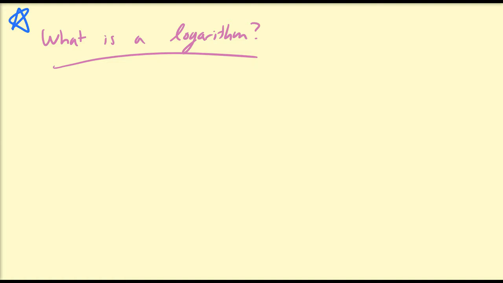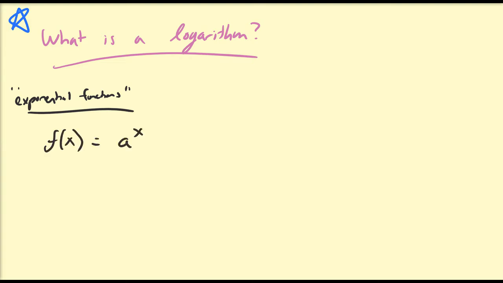Alright, so let's begin by reviewing the basics of exponential functions. So exponential functions. Let's do a quick review. So an exponential function is one of the form f of x is equal to a to the power of x, where a is some number bigger than 1, and there are some properties associated to this function f.